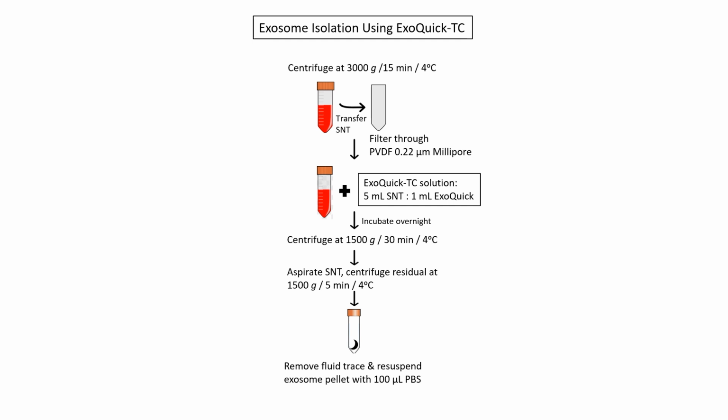in a chiller overnight. The next morning, it was centrifuged at 1500 G for 30 minutes at 4 C, and then the supernatant was aspirated. The residual was centrifuged again at 1500 G for 5 minutes at 4 C. Finally, the fluid trace was removed and the exosome pellet was resuspended with 100 microliter of cool PBS.